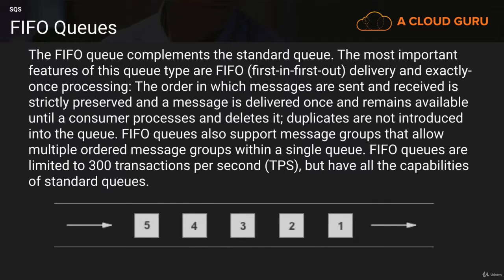Okay, FIFO queues, however, do guarantee exactly that. So first in, first out. The messages will be sent and received in the order in which they arrive. So the order in which the messages are sent and received is strictly preserved, and a message is delivered once and remains available until a consumer processes and deletes it. Duplicates are not introduced to the queue. FIFO queues also support message groups that allow multiple ordered message groups within a single queue. Another thing to note about FIFO queues is that they're limited to 300 transactions per second. They have all the same capabilities of standard queues.